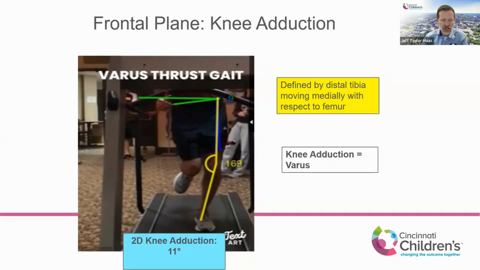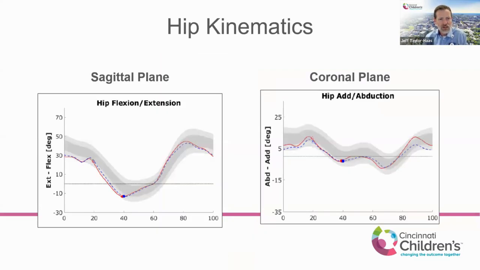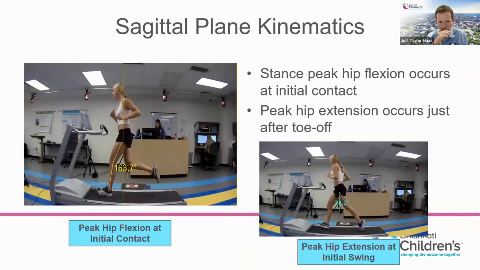It's more common to see variation in kinematics in the knee in the frontal plane than in the sagittal plane. Excuse me. All right, moving on to the hip. In the sagittal plane, we're going to go over hip flexion and extension, and in the coronal plane, hip adduction and abduction. When runners hit the ground, they're actually at peak hip flexion in the stance phase.